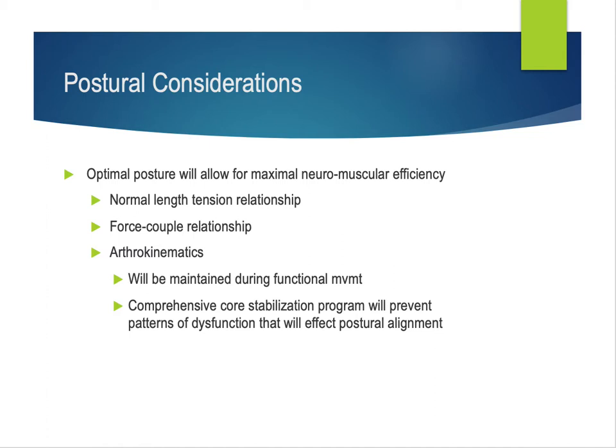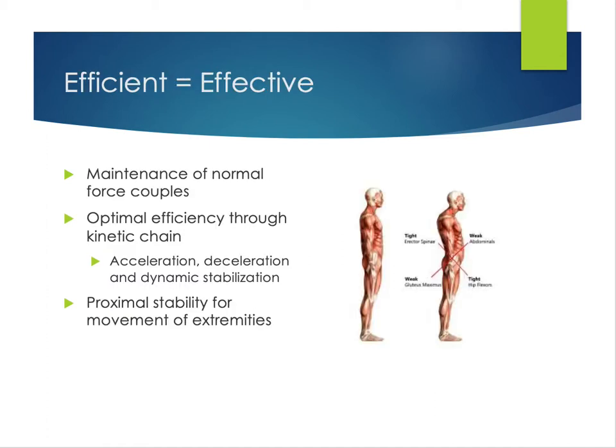Arthrokinematically, we want to make sure that during movement, so if you go to raise your arm up all the way, you should have movement through your thoracic spine to allow your shoulder full range of motion. Well, to do that, you have to have deceleration of your rectus abdominals, right? So that you don't just keep going into a back bend. So we want optimal arthrokinematics, but that's maintained by core stability and neuromotor control that allows that quality movement to happen.